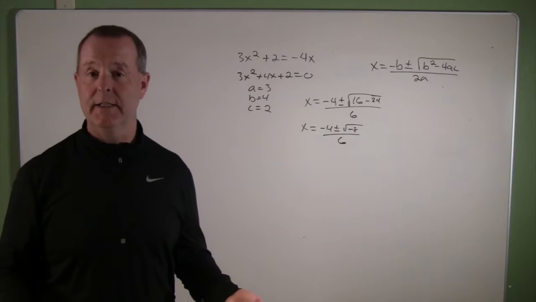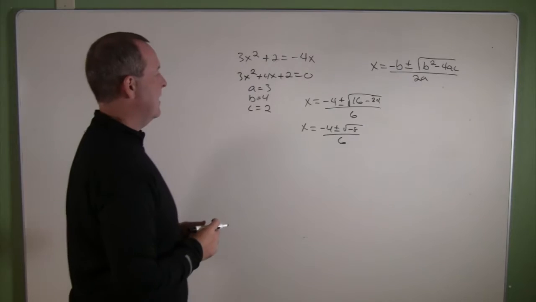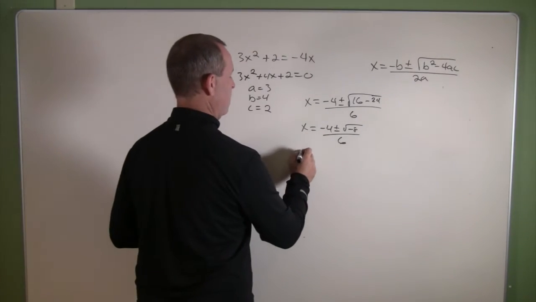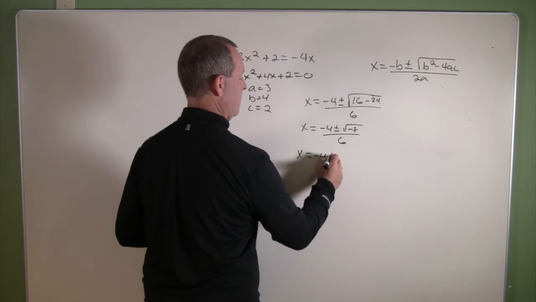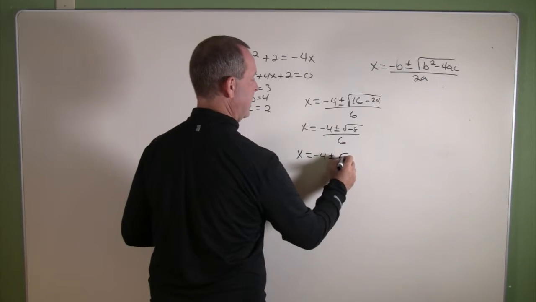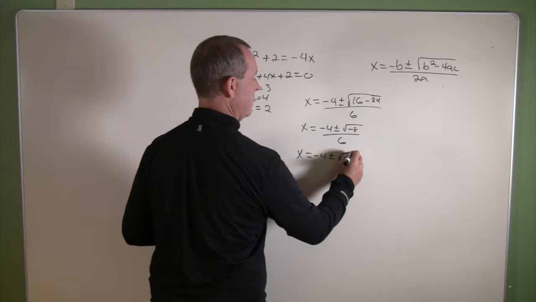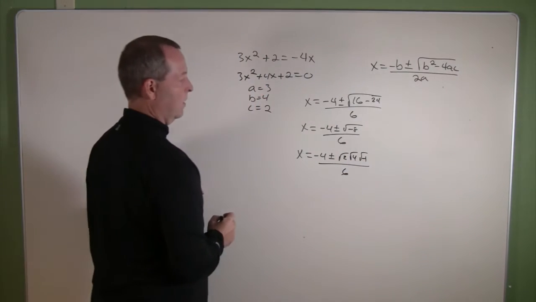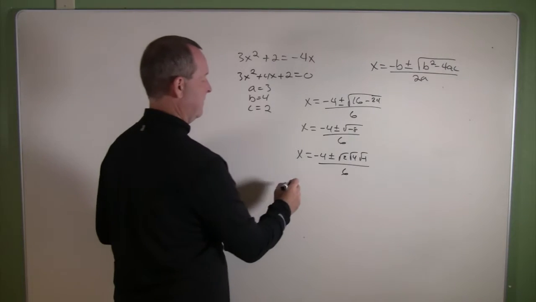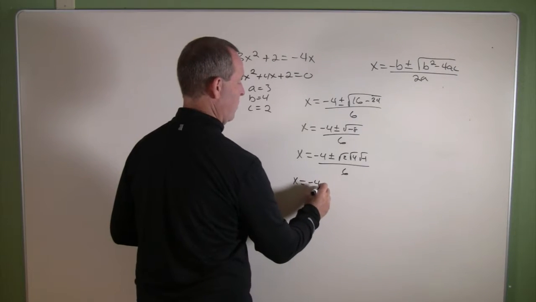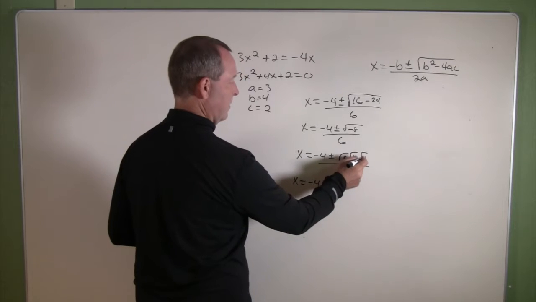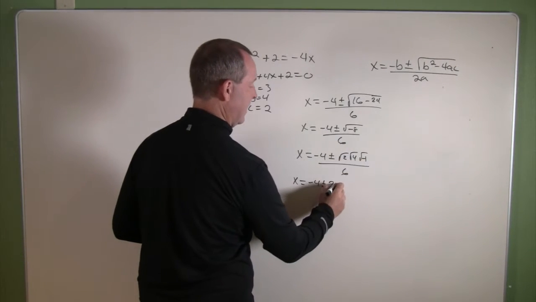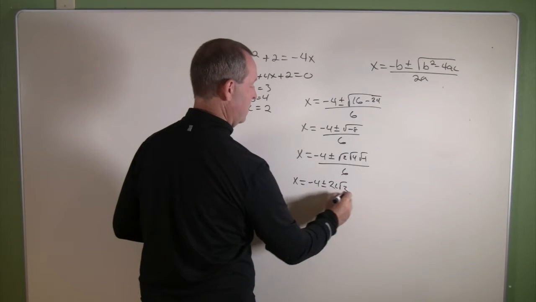I have a negative inside of the radical, so I need to deal with that. And so let's write that out. X equals minus 4 plus or minus the square root of 4 times a negative 1, all over 6. X equals minus 4 plus or minus, root 4 is a 2. The square root of negative 1 is an i. Left with the root 2.